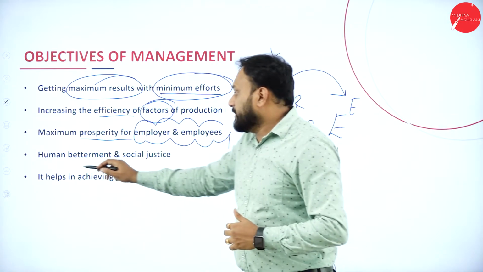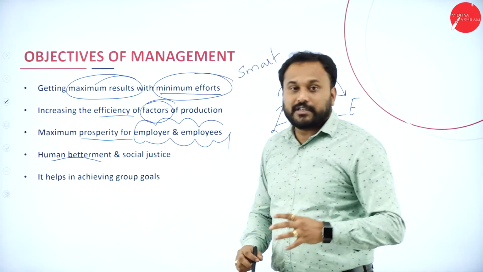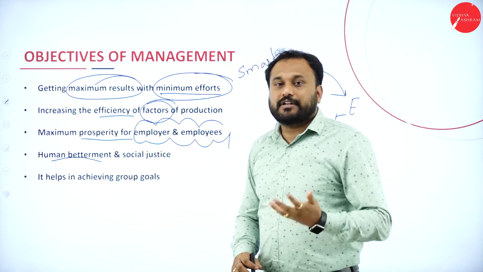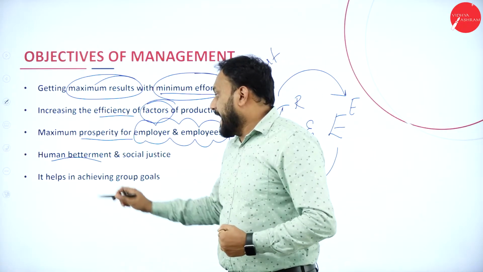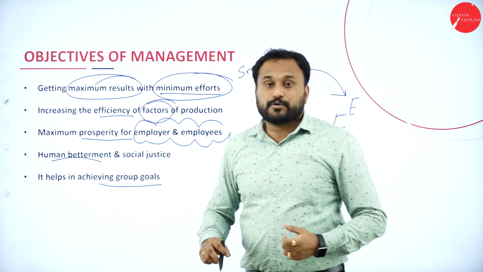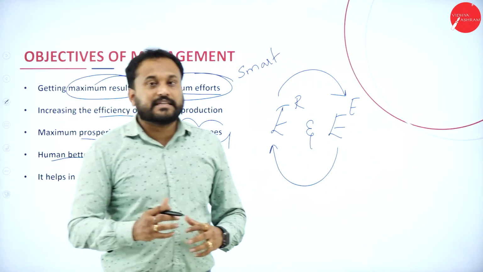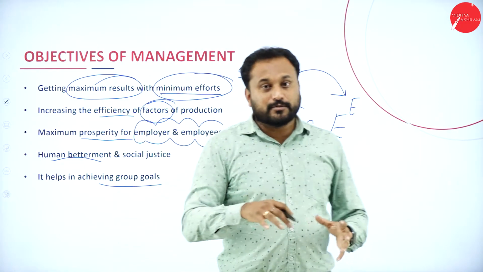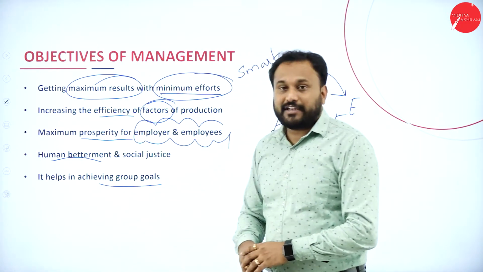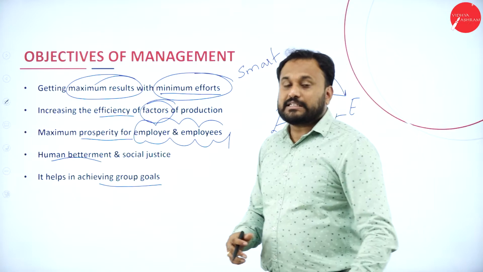Next is human betterment and social justice. That means your standard of living will definitely increase, and it helps in achieving group goals. Management is always done in a group. That's why we always say it is goal oriented. So here it helps in achieving group goals. So these are the objectives.